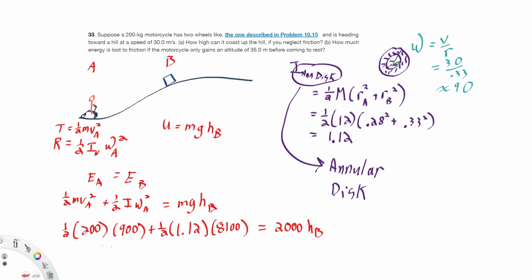$47.27. Okay. Yusuf's answer of 50 is probably not rounding. This is about 47 meters. Okay. So then the question is, how much energy is lost to friction if the motorcycle can only coast up 35?